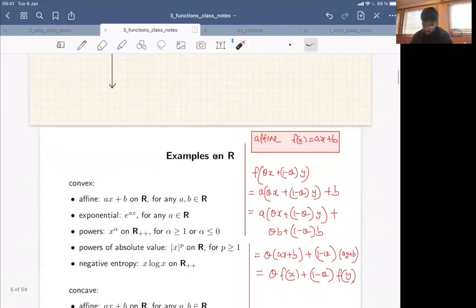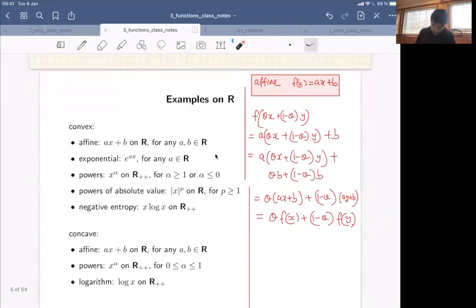Now we will see some examples of convex functions. So these are the examples of convex functions. First one is an affine function. We already saw what an affine function is. Here we are considering an example in one dimension, in R. An affine function in R is ax plus b. How do you say that that is a convex function? Again, we check the basic inequality criterion.